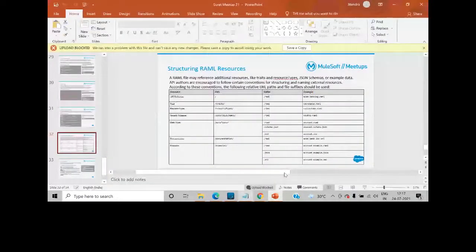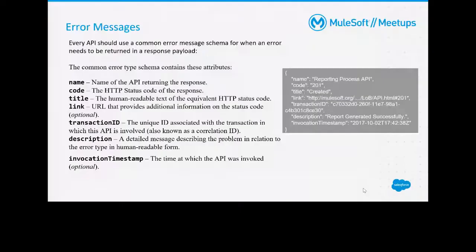Let me go to the next slide. Generally, it is always good practice to define a proper error message. You should have the name of the API which is returning the response, then the HTTP status code, then a title, in the sense of internal server error, unauthorized, those kinds of titles.